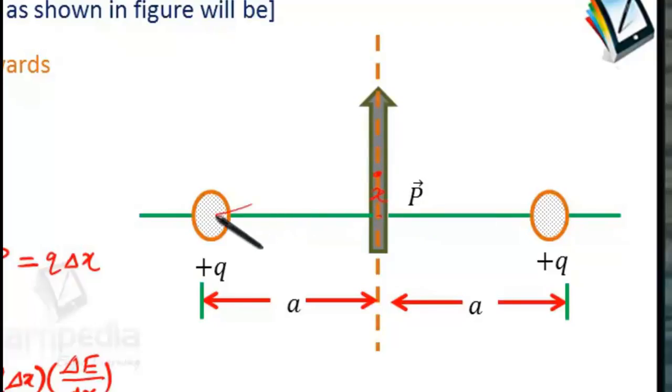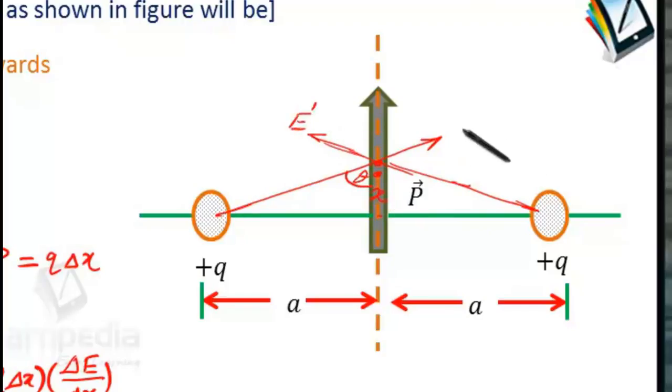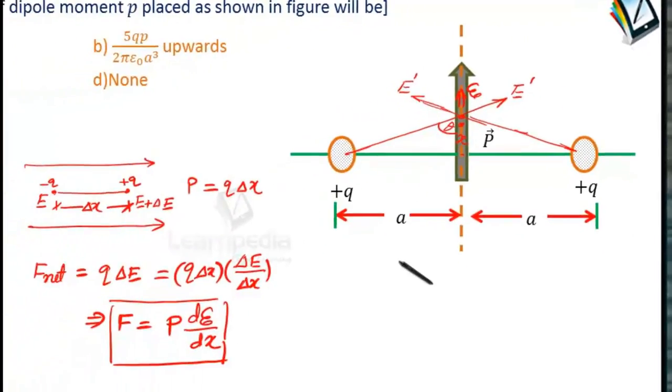So the electric field due to this charge will be away from it at this point. Similarly, due to the other one, the electric field must be directed along this line away from it. Suppose this angle is theta, and let E dash be the electric field due to the individual charges. So what will be the net electric field? The net electric field will be along the bisector, E. So E will be 2 E dash cos theta. Clearly you can see that the cos components are added and the sine components cancel each other.